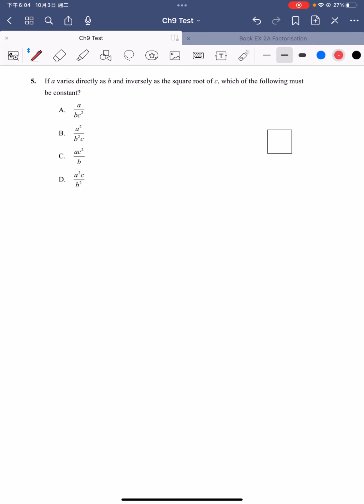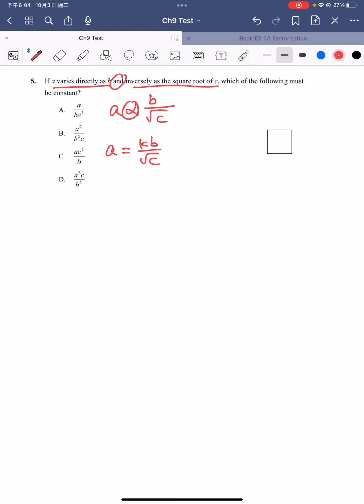So question 5, no one got this question correct, but actually it's quite easy. First of all, we have A varies directly as B, so it's a joint variation, and inversely as the square root of C. So if A varies as B, and it's inversely, we divide by the square root of C, and we can change this sign into an equal sign with K. We have A equal to KB divided by square root C.